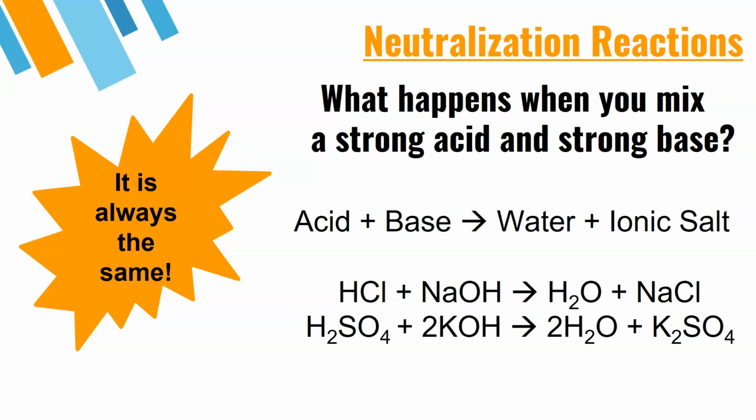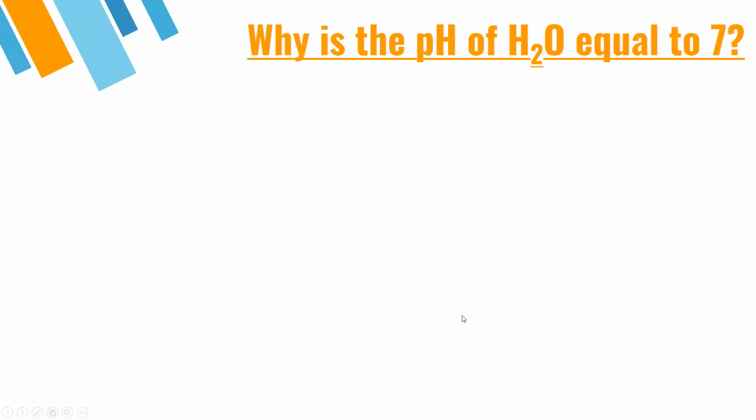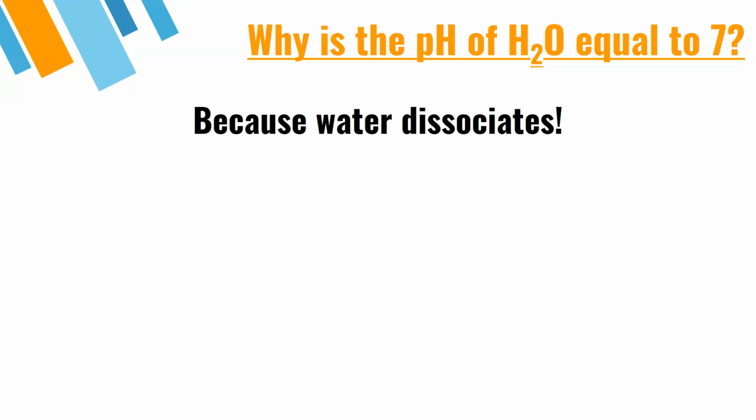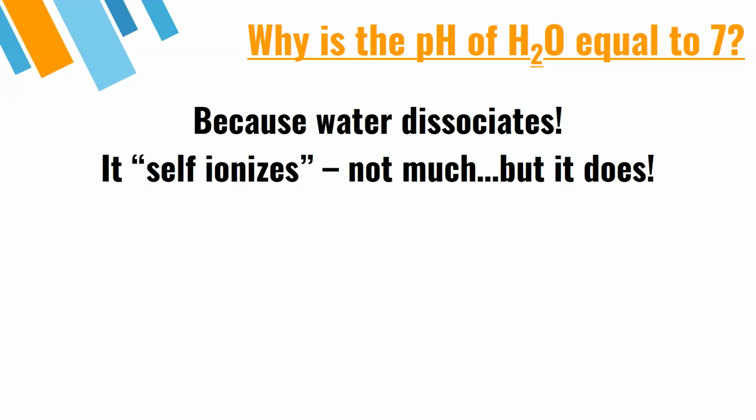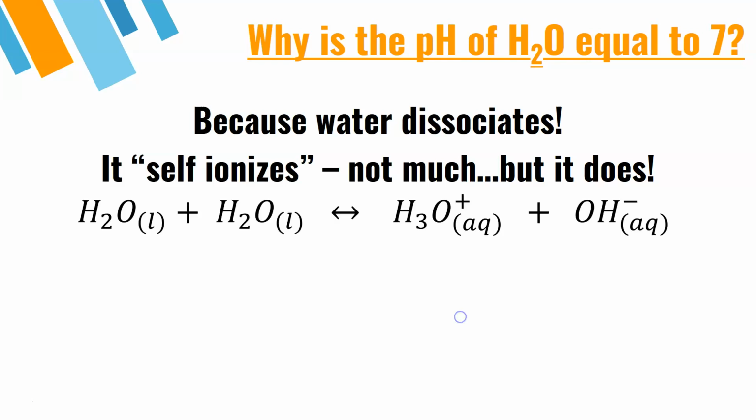All right, next I'm going to just kind of propose a question to you that sometimes people never stop to think about. They just accept it as fact and they never stop and wonder why. Why is the pH of pure water 7? Why is that the number we get? And it's because water itself dissociates. It self-ionizes. It's not a lot, but it does happen. There's an equilibrium happening here. Water is going to break apart and reform. Back and forth all the time.